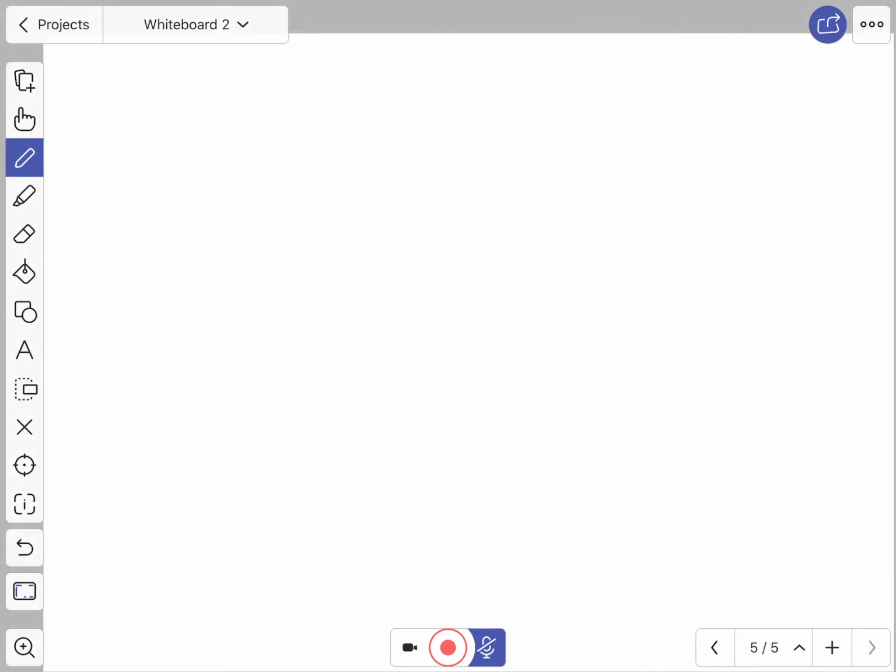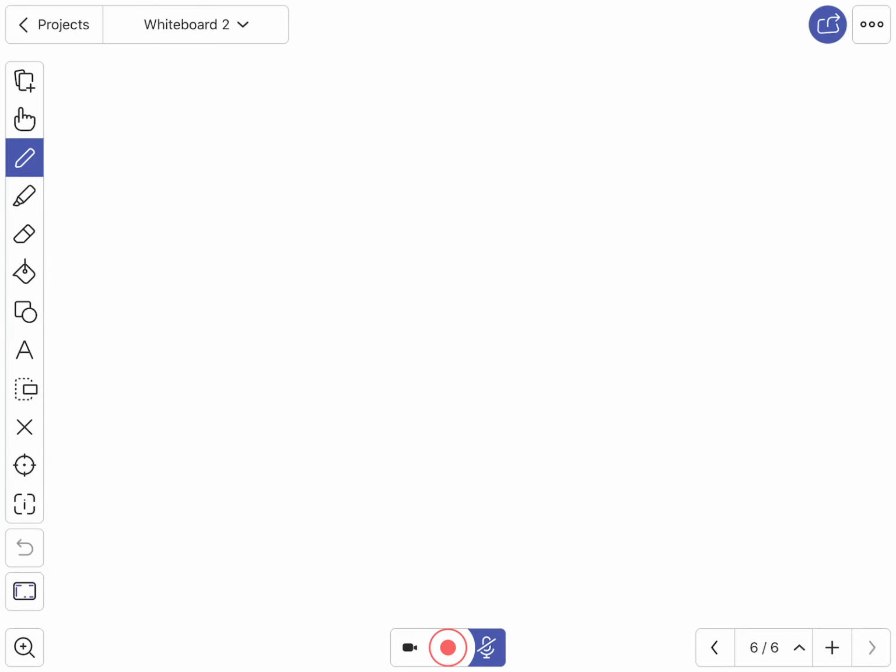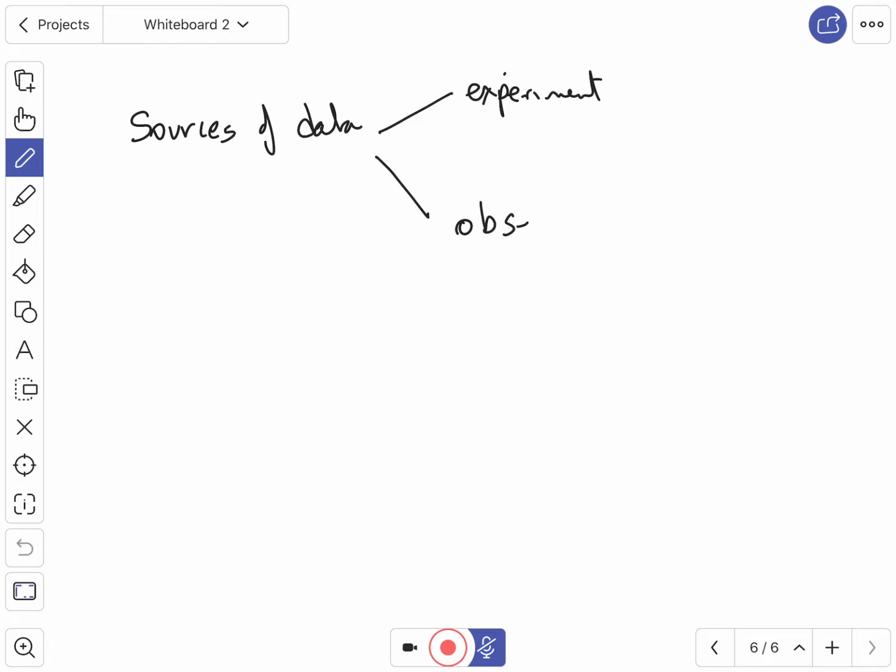In the first topic, we talk about different ways of getting data. Okay, so we have basically two sources of data. Data can come from experiments, right? And then it can be observation.